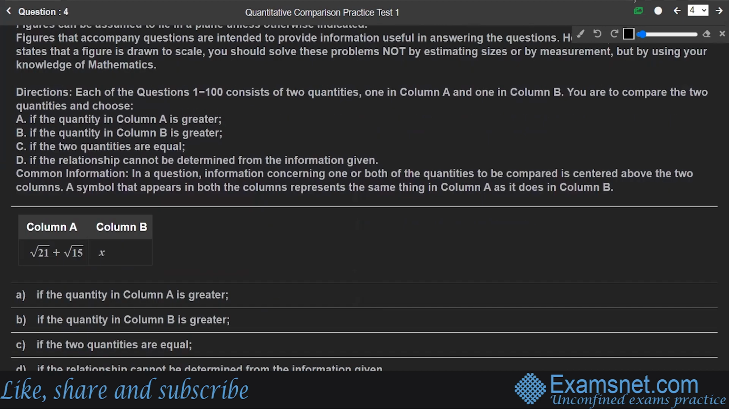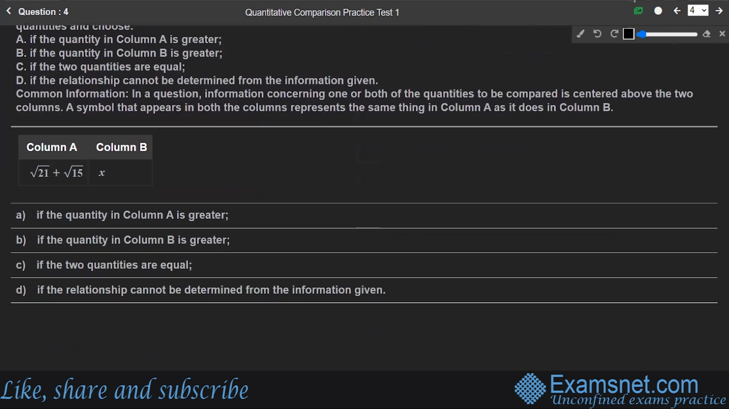Now, the next question says column A has the value root 21 plus root 15, which can be found out, and in the other column we have just x. Again, there is no value of x provided to us, so we cannot establish which is greater; that depends on the value of x. So the answer becomes that the relationship cannot be determined because the value of x is missing.